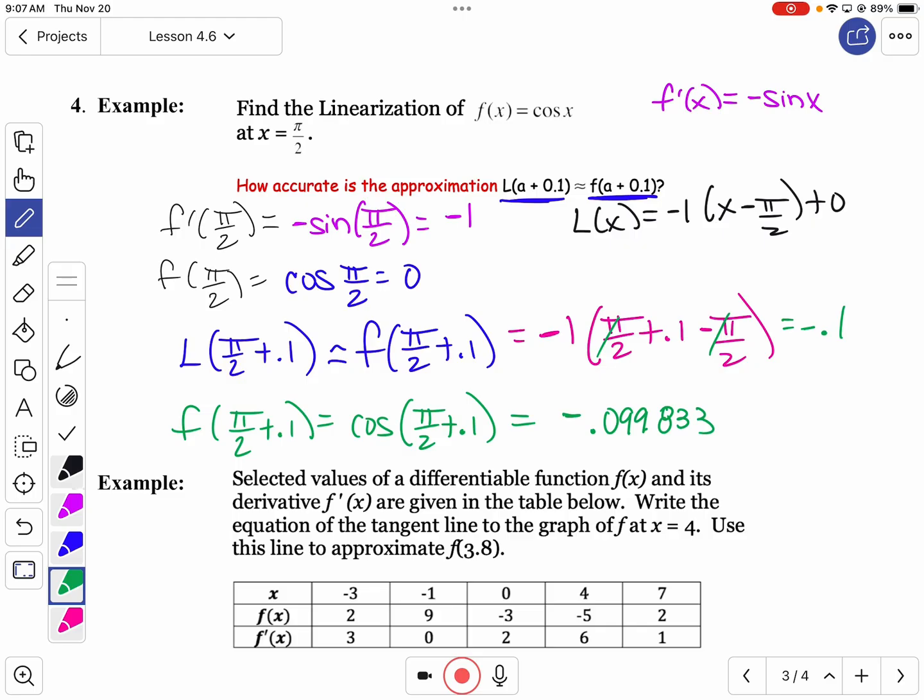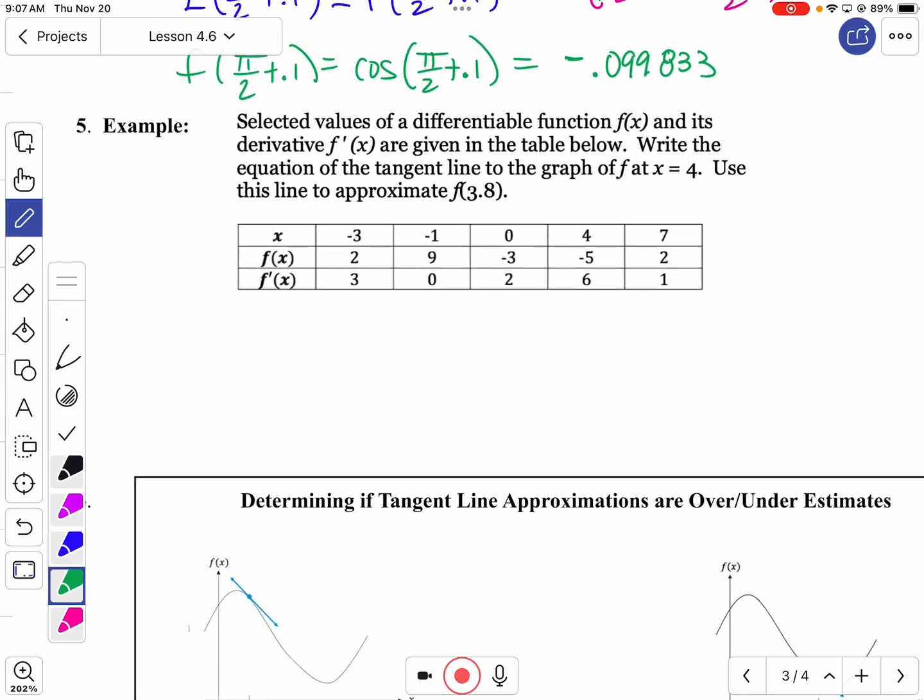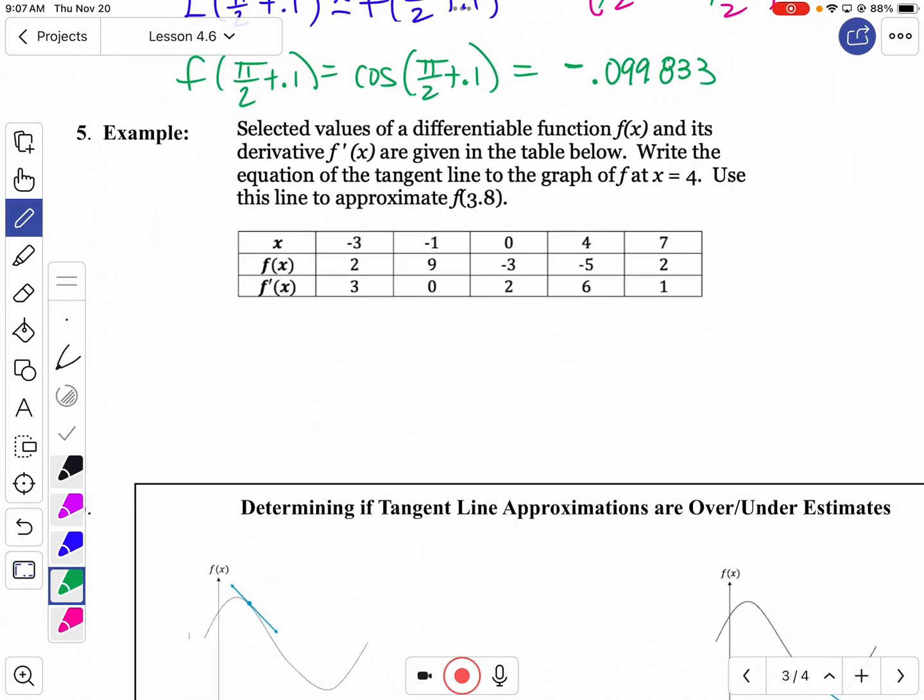All right, so let's look at a table. It wouldn't be AP if we didn't put a table on there, right? We got to do a table for fun, just to keep us honest. It says selected values of a differentiable function and its derivative are given in the table. Write the equation of the tangent line to the graph at x equals 4. Then use that tangent line to approximate the function at 3.8. So that's a value I don't have in the table. Take a second and do that one. Using your table, write the equation of your tangent line.